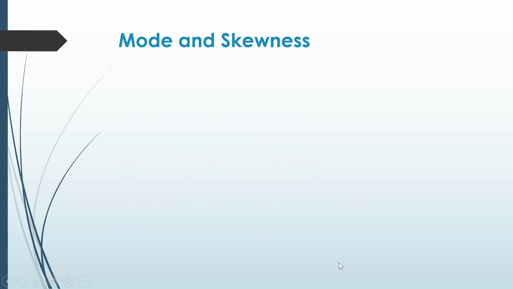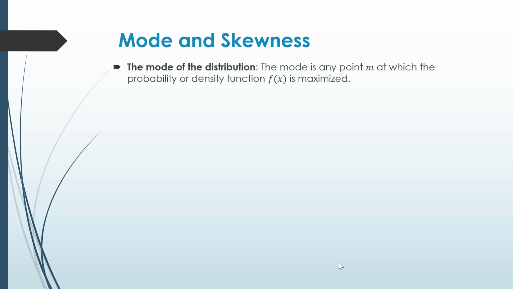Mode and skewness. Even though mode and skewness are not important in the exam, we did have questions about mode and skewness on the exam before. Just like questions about D2 are quite rare on the exam, but still we used to have questions about them. So first, the mode of a distribution. The mode is any point M at which the probability or density function f(x) is maximized.